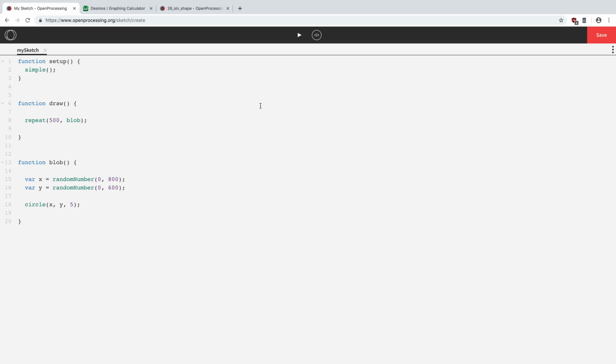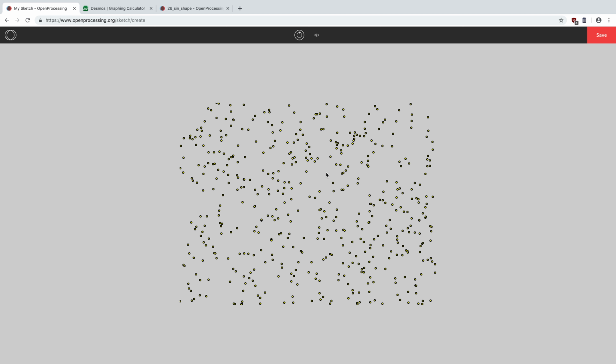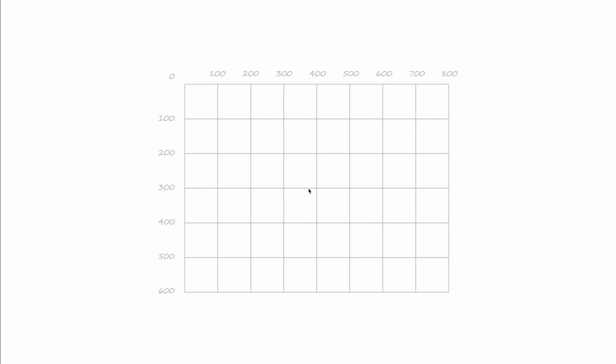Okay, now let's change something. Let's say the size of those circles, they're quite small at the moment, aren't they? Let's say the size of the circles depends on how far they are from the middle of the canvas. So let's get back to our little drawing pad. The middle of the canvas is here at 400, 300. And if I place a circle at random, let's say here, this distance is what I'm interested in.